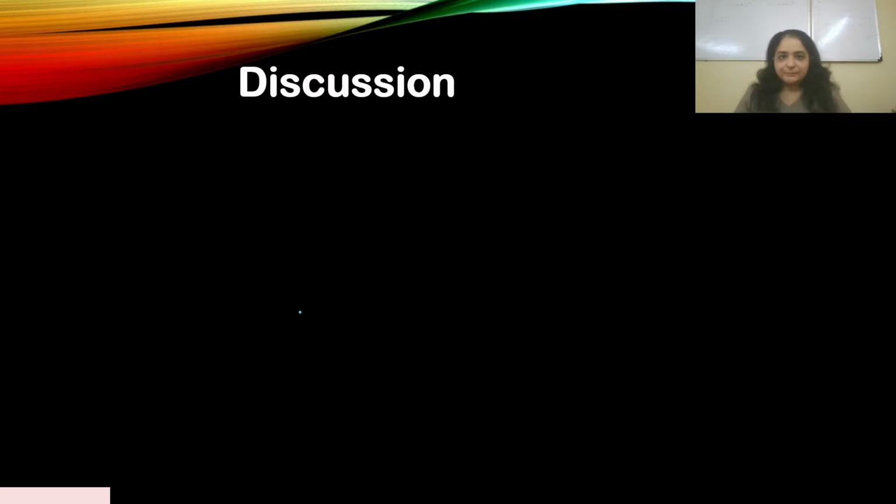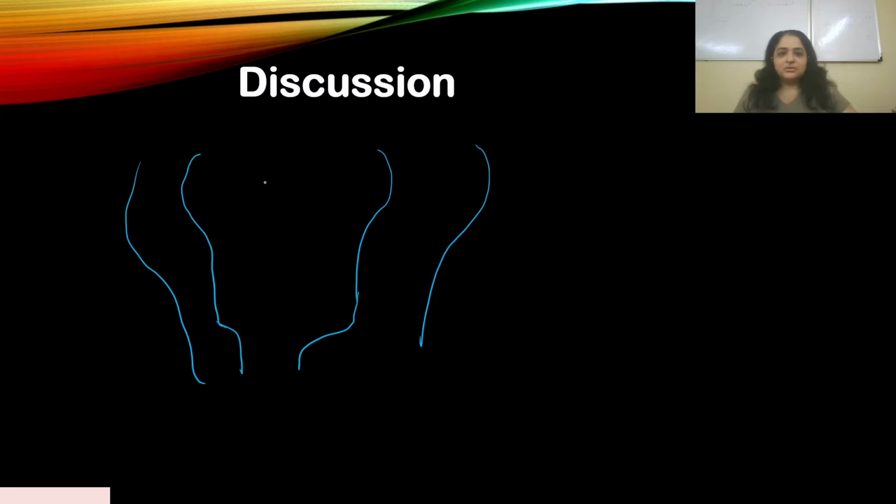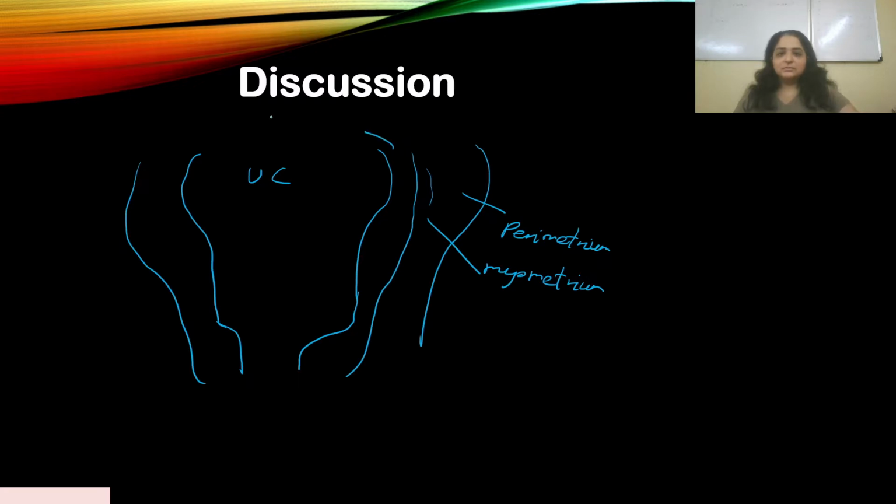So we know till implantation, right? So in implantation, first before that, let me teach you the structure of the endometrial cavity. So this is the uterine cavity. This first part is the perimetrium. Then in between you have the myometrium, and then inside this part you have the endometrium.